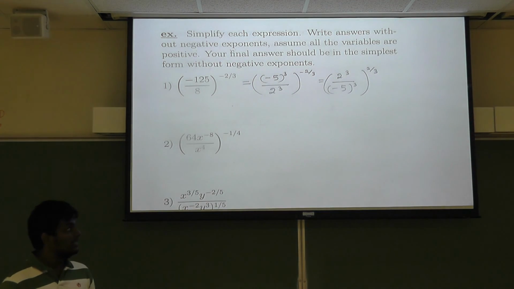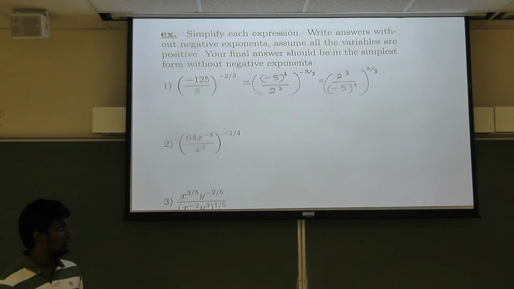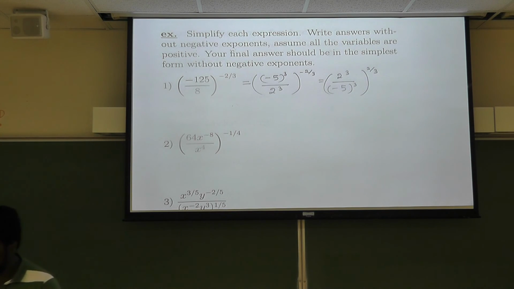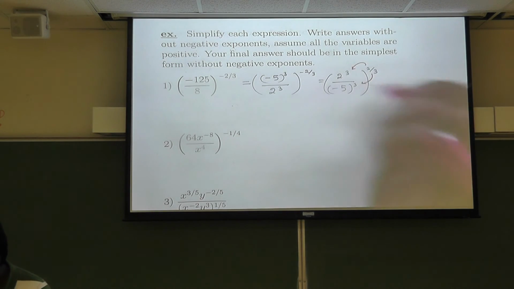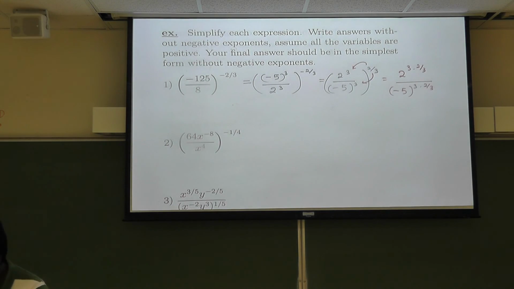Again, this is not the only way to do this. You can do it a different way, but that's what you have. Now you should be able to distribute this here and here. So you would end up getting 2 to the power 3 times 2 over 3, and again negative 5 to the power 3 times 2 over 3. So you can see that things cancel off, and you get 2 squared over negative 5 squared, that is 4 over 25. Negative 5 squared is plus 25.